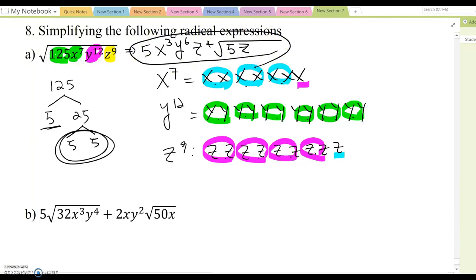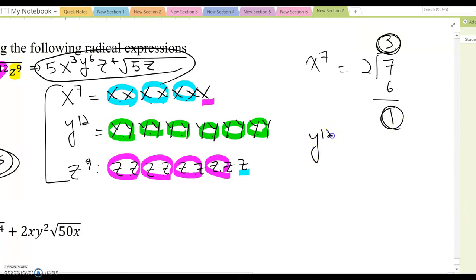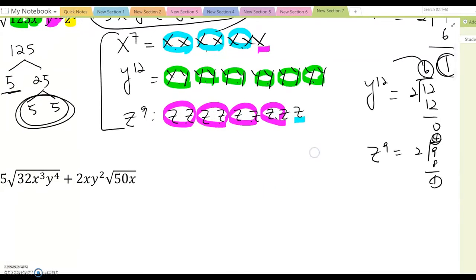Okay, or for the variable case you can also use division. So like x to the seventh, just 7 divided by 2, then 3 times 6, 1 left. So 3 power comes out, 1 single power inside the root. Now y to the 12th, so 12 divided by 2, that's exactly 6, and no remainder, which means everything comes out. So 6 power comes outside, and then z to the 9th, which means 9 divided by 2, so 4 times 8, 1. So 4 power comes out, and 1 power in the box here. You can do it this way too.